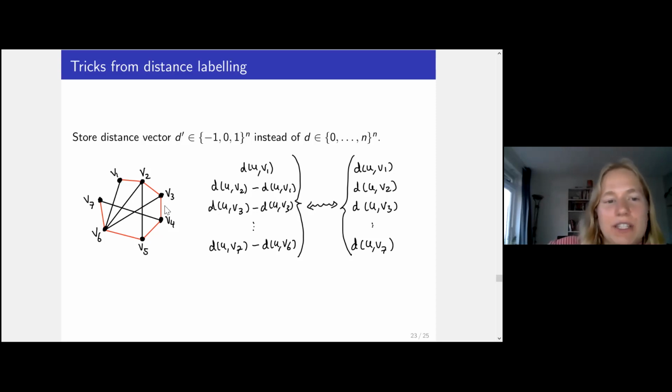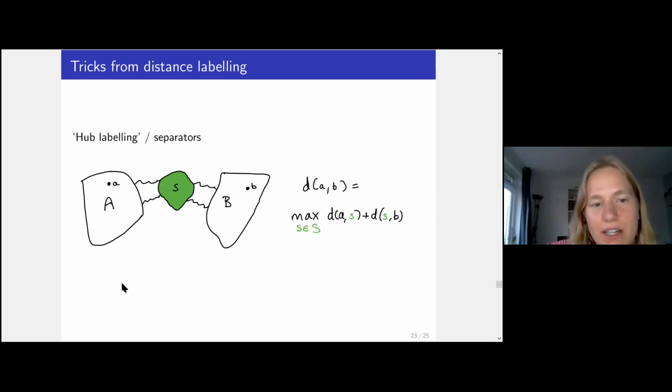Okay, so this works if our graph has a Hamiltonian path. That's already very nice. So what do we do if it does not? And there's a second approach, which I think, if you know about separators, is a really obvious thing to look at.